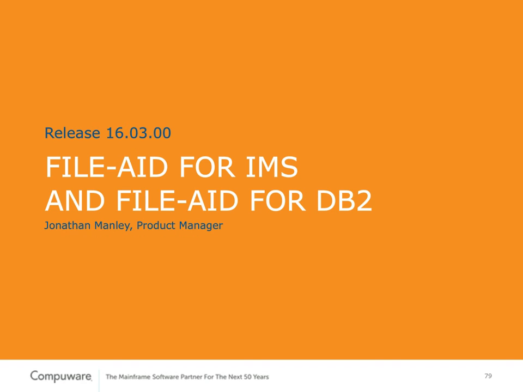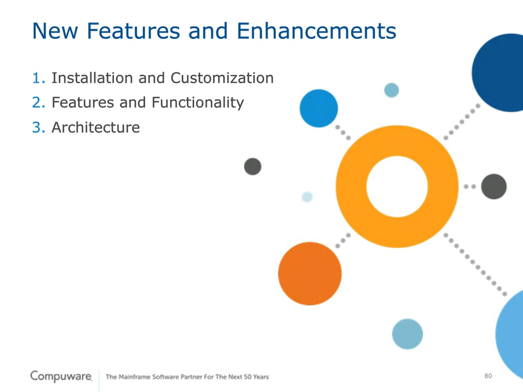So those are the enhancements made to File-AID, and I'm going to pass it over to Jonathan Manley. Good morning. I'm Jonathan Manley, the Product Manager of File-AID IMS and File-AID for DB2. And in Release 1603, the changes have been primarily driven by custom enhancement requests and user feedback. The changes can be broken down into 3 distinct areas: installation and customization, features and functionality, and architectural changes.